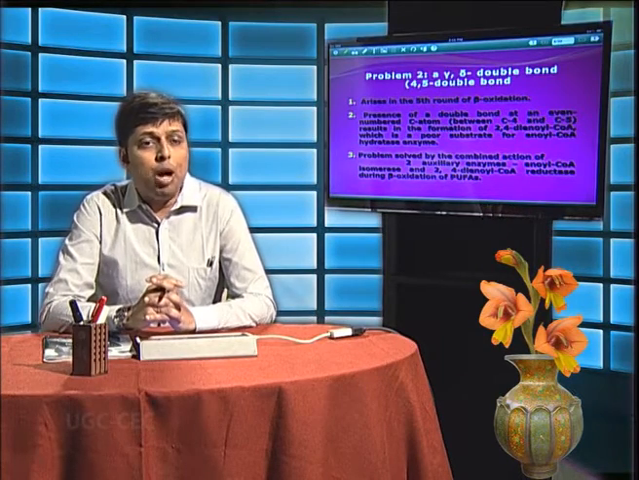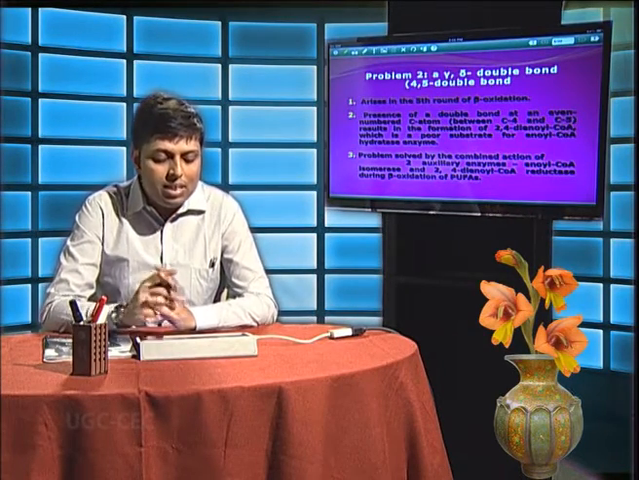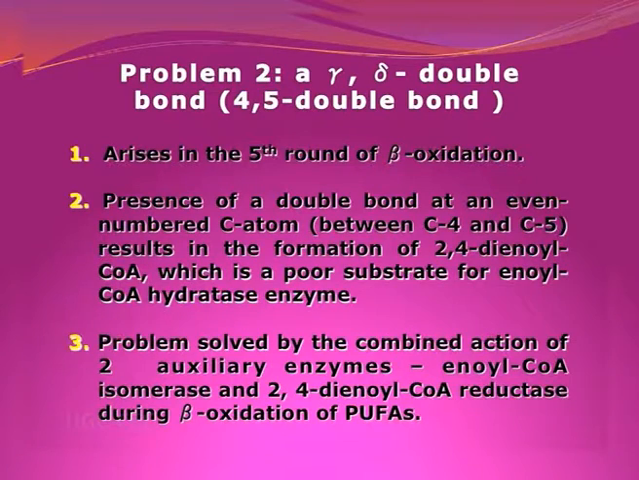Now, coming to problem number 2. This is the presence of a gamma delta or a 4,5 double bond. This problem arises in the 5th round of the beta oxidation pathway. Now, the presence of a double bond between the 4th and the 5th carbon atoms is a result of the product called trans delta 2 cis delta 4 enoyl-CoA.